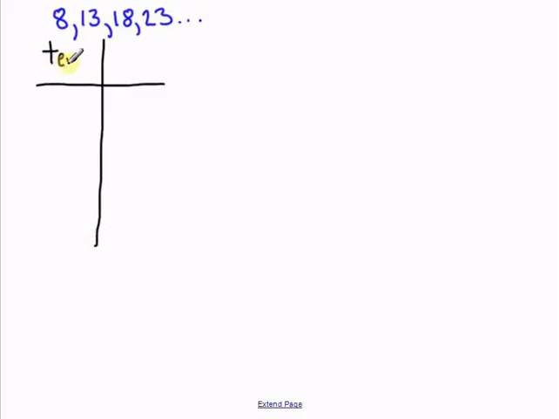So we always have our term number here, term value. So the first term is 8, the second term is 13, the third one is 18, the fourth one is 23. So we have 1, 2, 3, 4 terms given to us. And those 4 numbers are 8, 13, 18, 23.